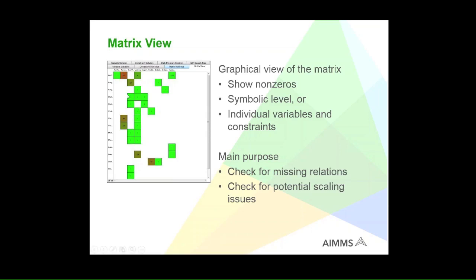Now you see here a little bit of coloring. If it's really red, that means that the maximum coefficient is large or very small, meaning it's larger than 1,000 or smaller than 0.001. And the reason is that if numbers are small or large, that might be potential scaling issues. So this is a way to find out, hey, where are my potential challenges?